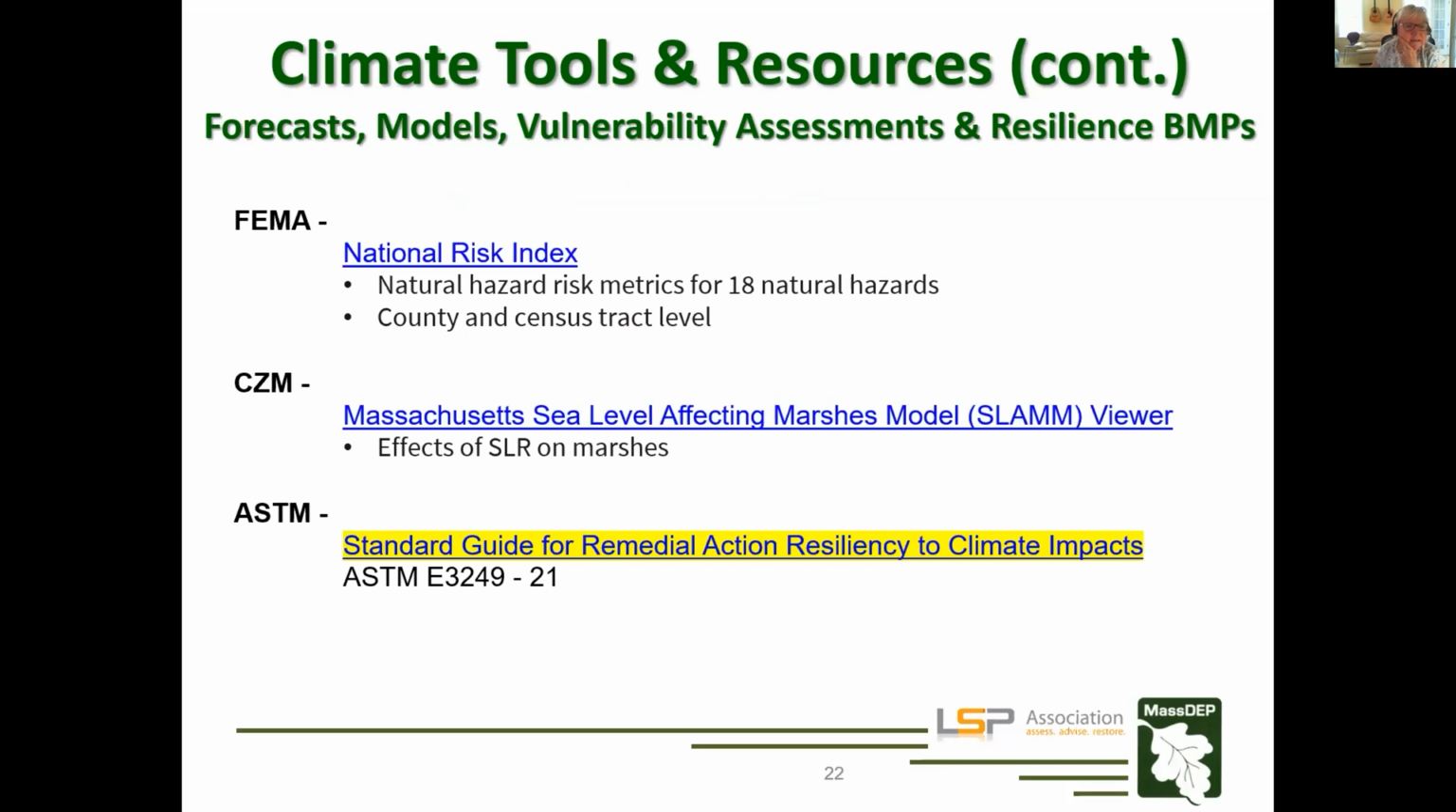FEMA has the National Risk Index. CZM also has their own model viewer that they are applying to CZM jurisdictional resources. So if you're working through CZM permitting, you'll come across that as well. And then ASTM has also published a standard guide for remedial action resiliency to climate impacts. That's also brand new, just recently published. That one's publicly available, but not free. You have to pay for ASTM standards, but that is also out there as well.